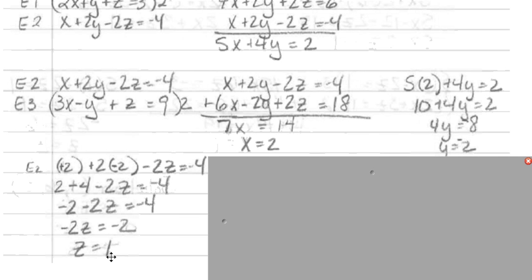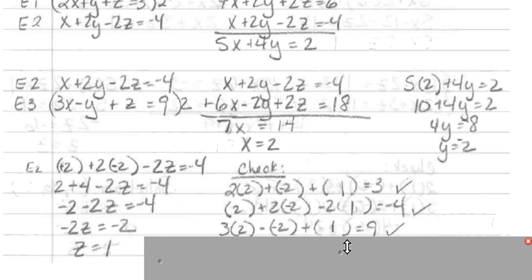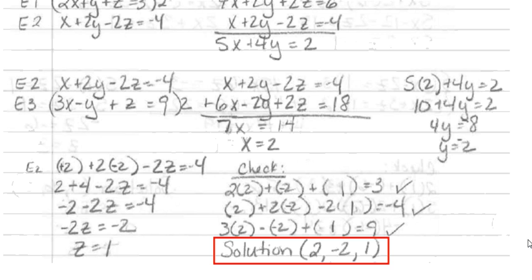The only way to be sure is doing our check, taking all the values for x, y, and z and substituting them into all three equations to make sure they are balanced. So again, substituting all the values for the x's, the y's, and the z's, and working them out, we can see that it works for each of the three equations. Therefore, we do have a solution to our system, 2, negative 2, and 1.